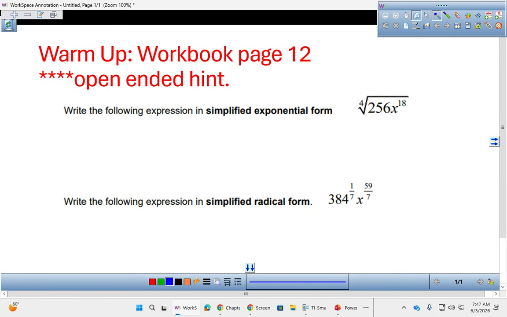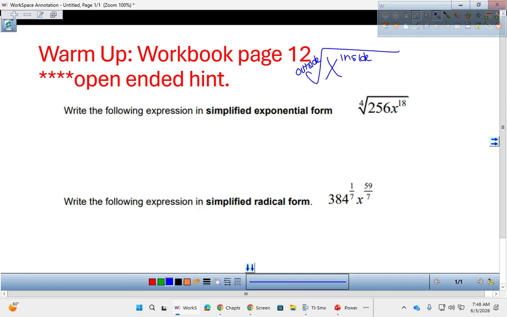So what we talked about yesterday was we had this formula. And this formula works both ways. We were really working with it starting with the fraction and working our way backwards. But it works if you start with the root as well. So the outside number becomes the denominator of your fraction. So that 4 that's on the outside is going to be the denominator of my fraction.